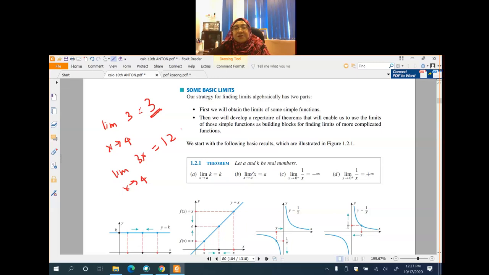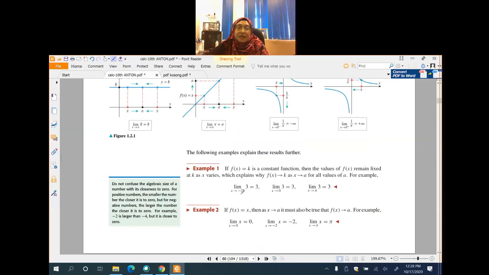What about this one? This is a reciprocal function. What did we do in our previous example for the reciprocal function? If I were you, I would draw the graph of a reciprocal function. So this is the graph of the reciprocal function. As x tends to 0 from the left, what will happen to the graph of f? It will decrease unboundedly, right? So the answer will be negative infinity. Limit of 1 over x as x tends to 0 from the right is equal to plus infinity. Okay, good.